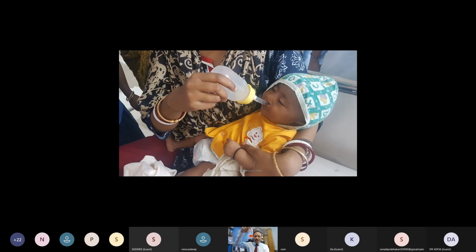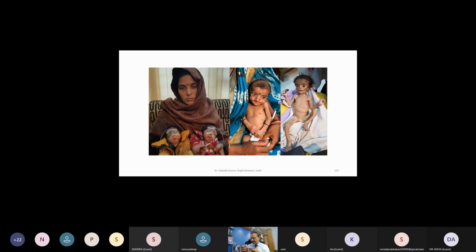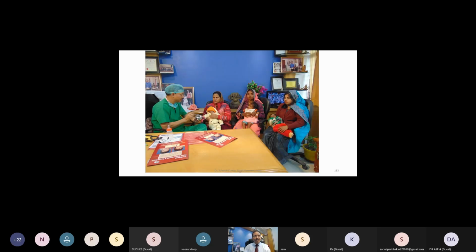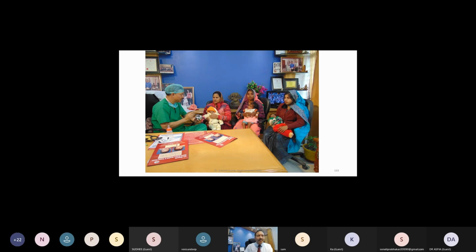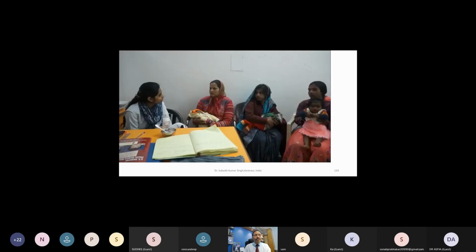A normal bottle is the best thing to provide. Or else you can use a katori and a spoon. That's another best thing. But never this Paladai. So, as I said, I continue to get such patients, and most of my time during the cleft consultation goes in explaining to the mothers how to feed the baby. And my counselors also continue to reinforce this.